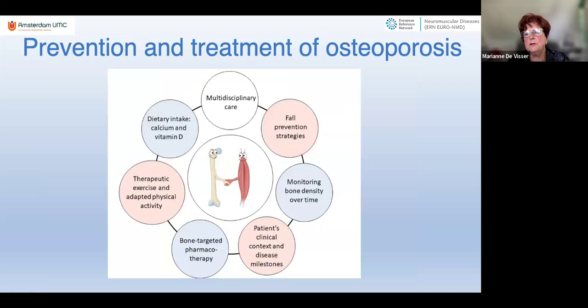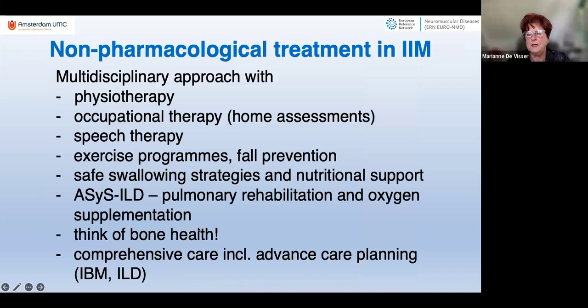And these are the recommendations with regard to prevention and treatment: multidisciplinary care, fall prevention strategies, monitoring of bone density regularly, DEXA scans, dietary intake, exercise, as I mentioned, and pharmacotherapy if there is osteoporosis. So think of bone health, that's important.